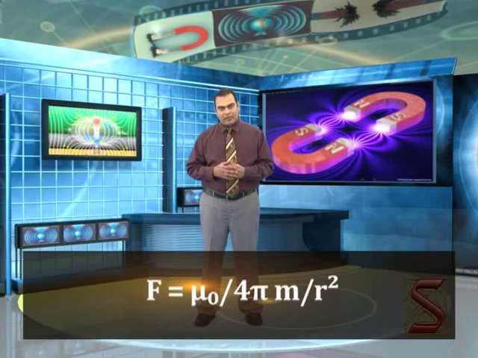It is measured using the inverse square law. For a unit north pole, m1 is equal to 1 ampere meter. Then, from the equation of inverse square law of force of attraction, if m2 is equal to m, the pole strength of any magnet, we have F is equal to mu naught by 4 pi into m by r square.